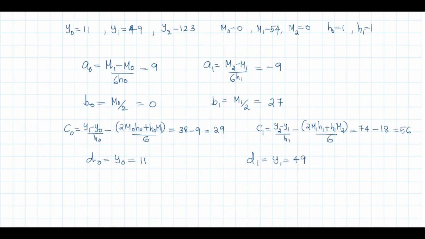You can calculate a0. a0 is (m1 minus m0) by 6h0, it is 9. b0 is m0 by 2, it is 0. c0 is (y1 minus y0) by h0 minus (2 m0 h0 plus h0 m1) by 6. If you calculate, you will get 38 minus 9, it is 29. d0 is exactly equal to y0, it is 11. Similarly, for the second spline, you can calculate a1, b1, c1, d1. The values are respectively minus 9, 27, 56, 49. You can easily verify by putting these values here.